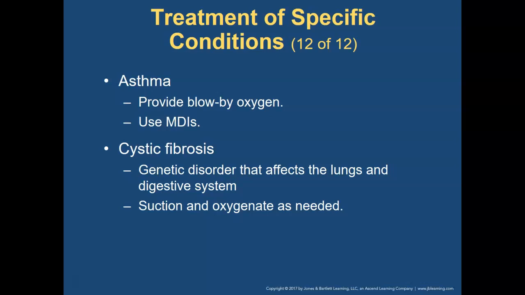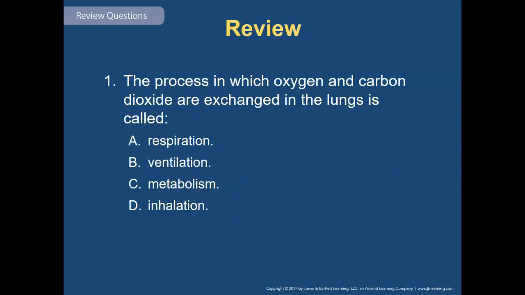Asthma in children: provide blow-by oxygen. Use your metered dose inhaler if they're able to use one. As with chronic disease, asthma may be life-threatening in an older patient. There's not much to do about cystic fibrosis. It's a genetic disorder that affects the lungs and the digestive system. So, once again, we're going to oxygenate as needed, suction when we can, and call it a day.